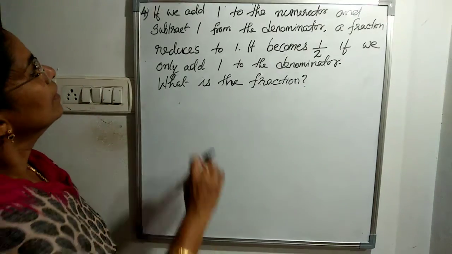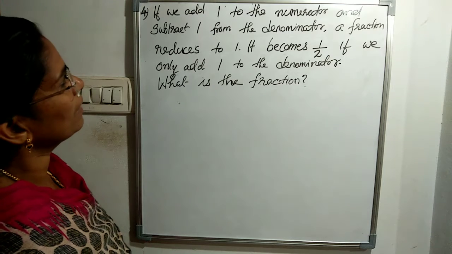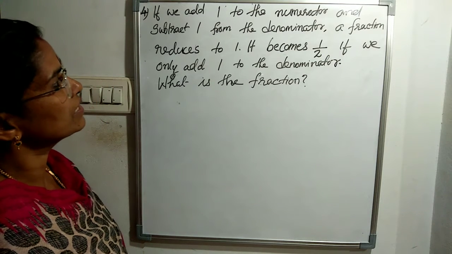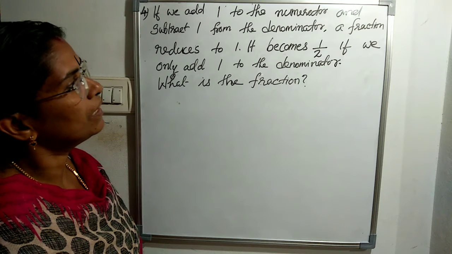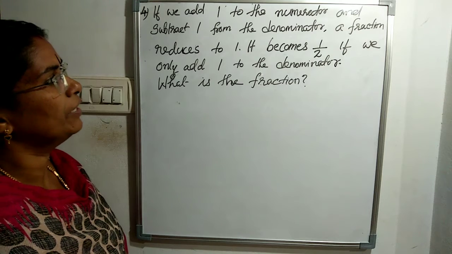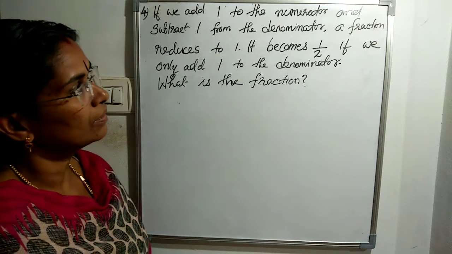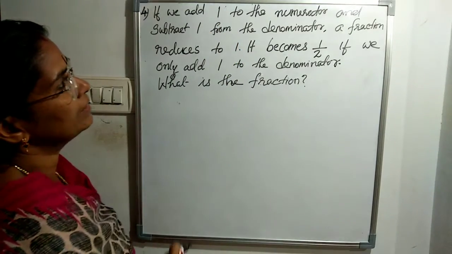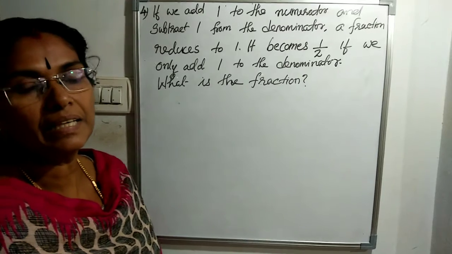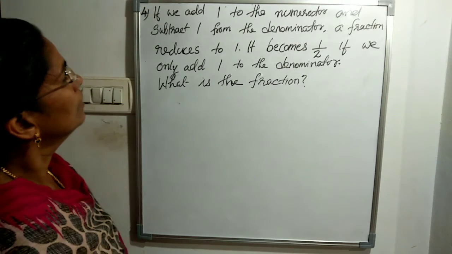That is, if we add 1 to the numerator and subtract 1 from the denominator, a fraction reduces to 1. It becomes 1 by 2 if we only add 1 to the denominator. What is the fraction? First you have to write the equation for this statement. You have to find out a linear equation in 2 variables.